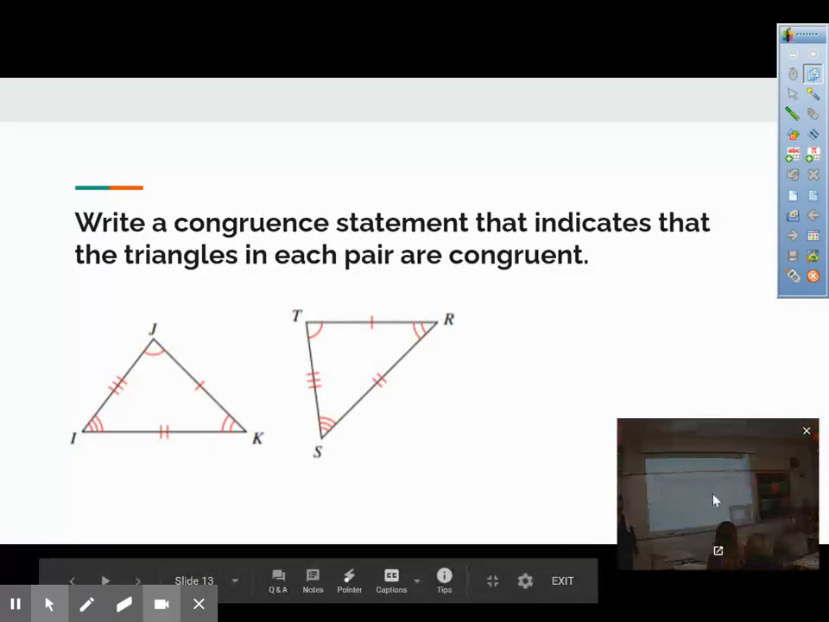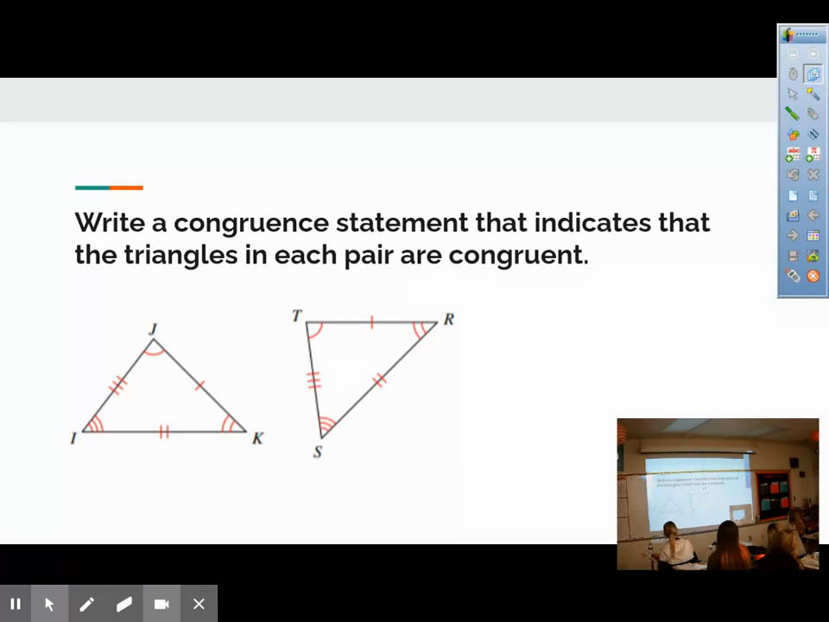Write a congruent statement that indicates that the triangles are congruent. So looking at these two triangles, write a congruent statement. That's what the equal signs and things go over there. This triangle is congruent to this triangle, like triangle ABC is congruent to triangle DEF.